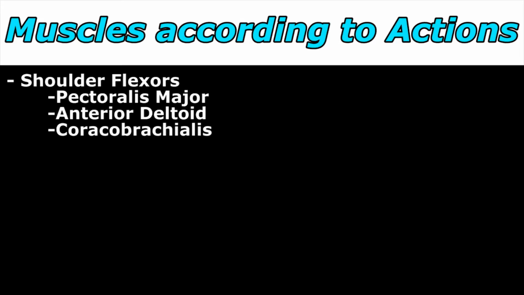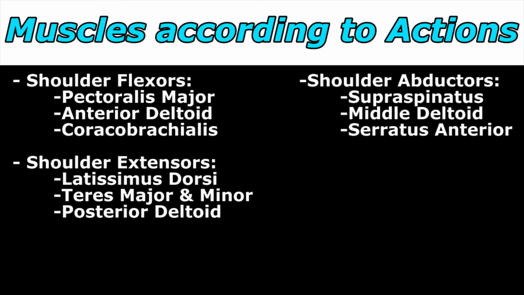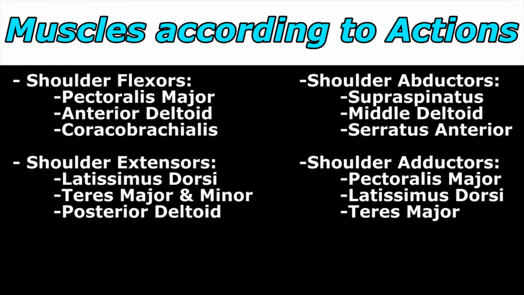To easily understand and familiarize these muscles, I will be grouping them according to their action, location, and nerve supplies. First, according to their action. For shoulder flexors, we have pectoralis major, anterior deltoid, and coracobrachialis. For the shoulder extensors, we have latissimus dorsi, teres major and minor, posterior deltoid. Shoulder abductors, we have supraspinatus, middle deltoid, serratus anterior, and middle trapezius. For the shoulder adductors, we have pectoralis major, latissimus dorsi, and teres major.